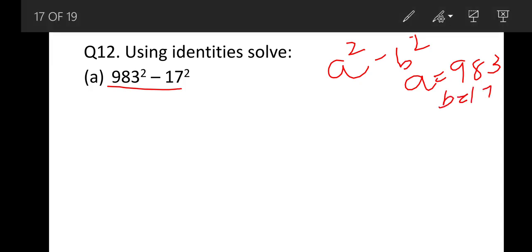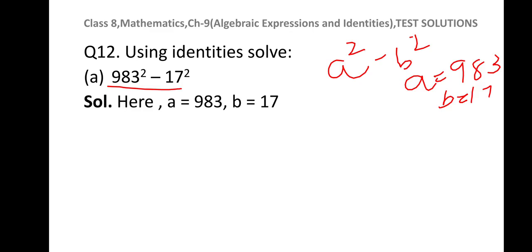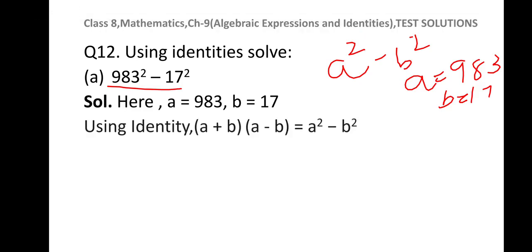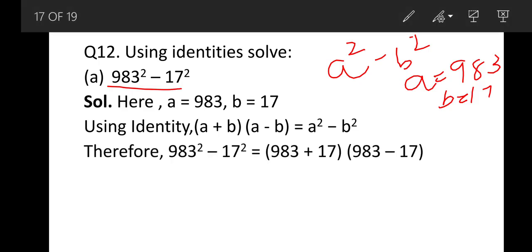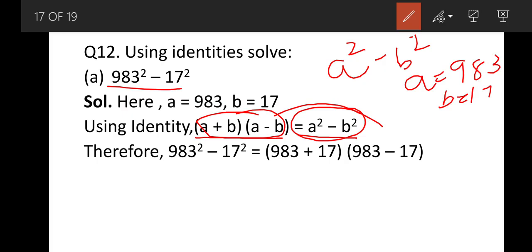So let us see now. Here A is 983, B is 17. Using identity number 3, that is A square minus B square is equal to A plus B into A minus B. Dear children, this side may be given to you or this side may be given to you. If A square minus B square is given to you, you need to solve this side, putting the values on the right hand side. Here I have written in a different manner. It is one and the same thing.